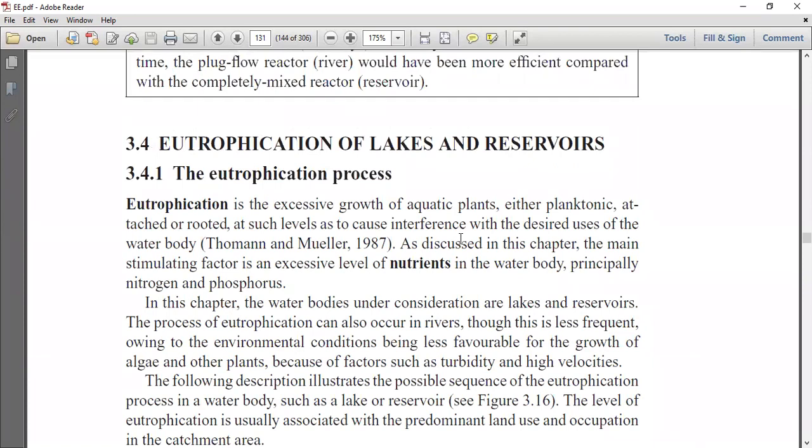So the next topic is eutrophication of lakes and reservoirs. The eutrophication process: eutrophication is the excessive growth of aquatic plants, either planktonic, attached or rooted.